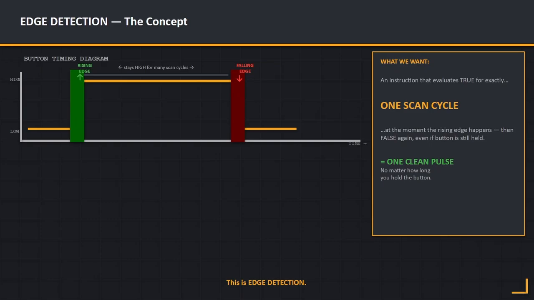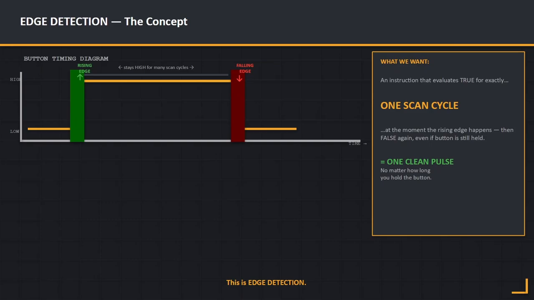Then it stays high for many scan cycles. Then it goes back to low. That's a falling edge. A normal contact in your rung evaluates true for the entire time the signal is high. That's the problem. What we want is an instruction that evaluates true for exactly one scan cycle.